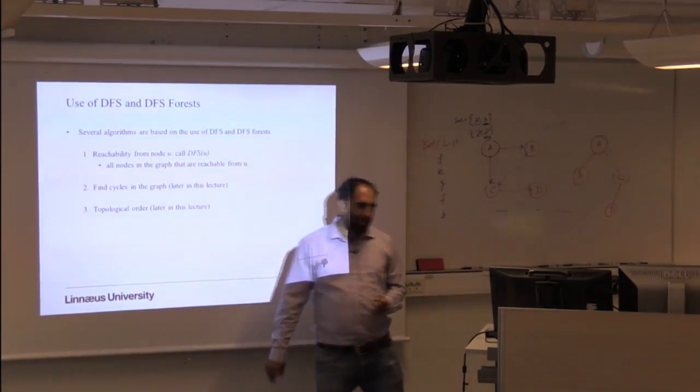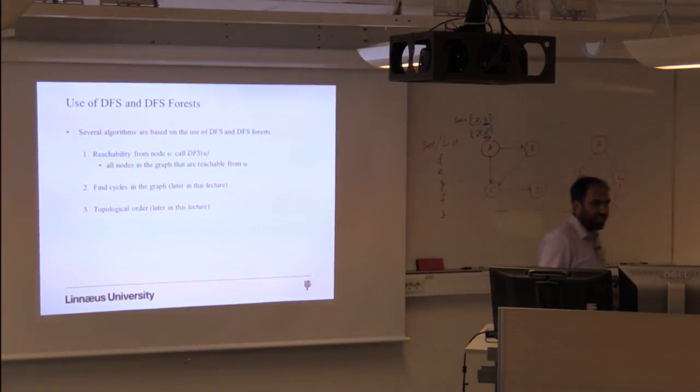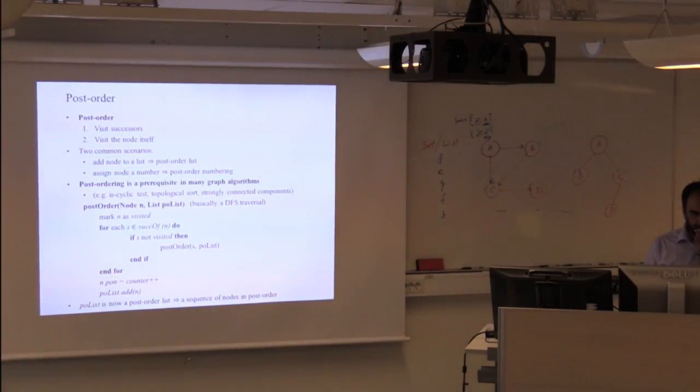And also the topological order. We use DFS to find the topological order, but we will see that soon. The topological order is the same as what we do in trees, like in-order traversal. Because in trees, if we have to print in sorted order, we use depth first search. Kind of the same.